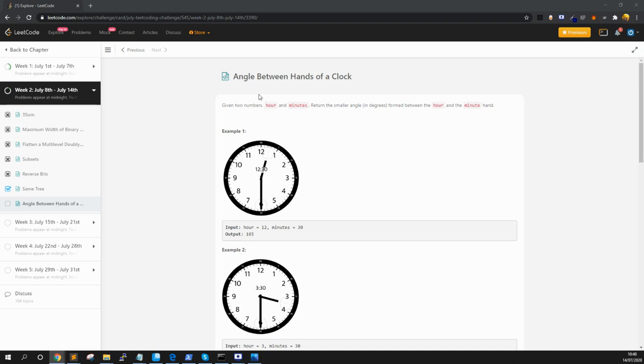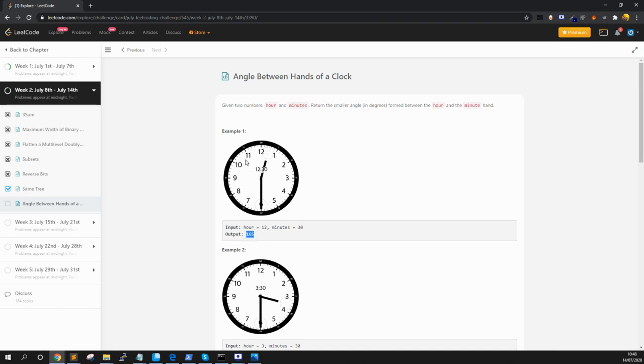So here's the test. The question: angle between hands of a clock. Given two numbers, hour and minutes, return the smaller angle in degrees formed between the hour and the minute hands. So when you look at this first example, we see that it's 12:30 and the output is 165.